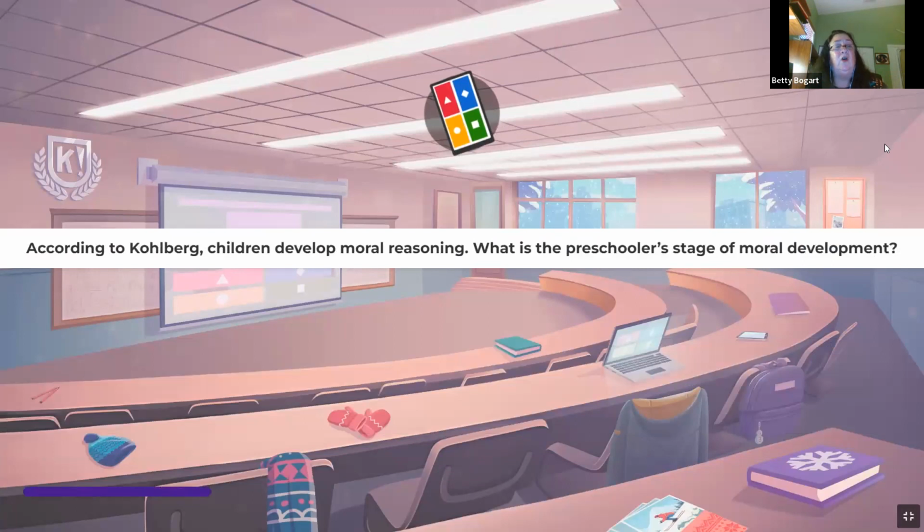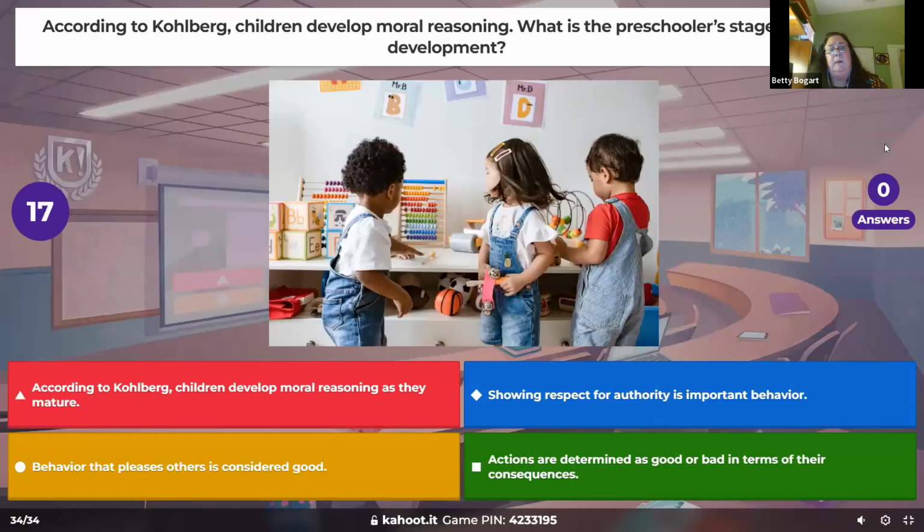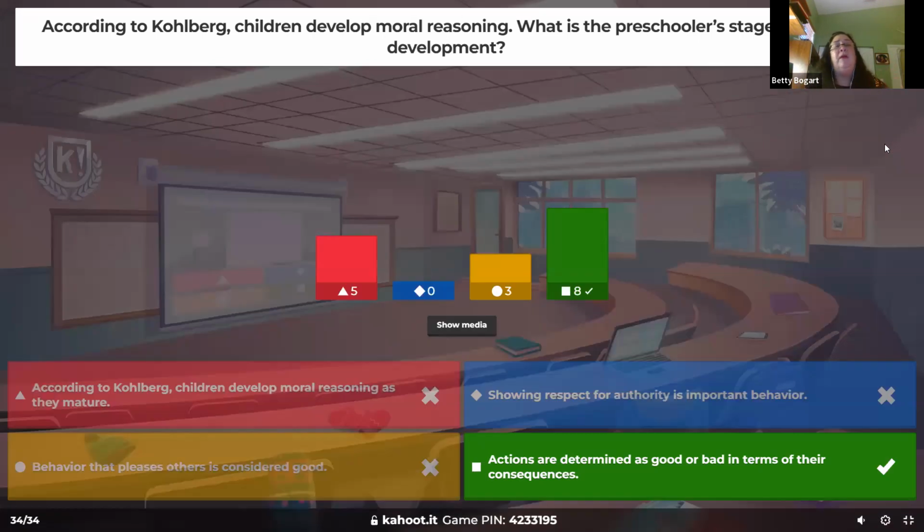Last question. According to Kohlberg, children develop moral reasoning. What is a preschooler's stage of moral development? What did I tell you about Kohlberg? Do you remember? If not, again, we're going to go over it next week. Remember, Kohlberg is good and bad and a consequence for either. So actions are determined as good or bad in terms of their consequence.